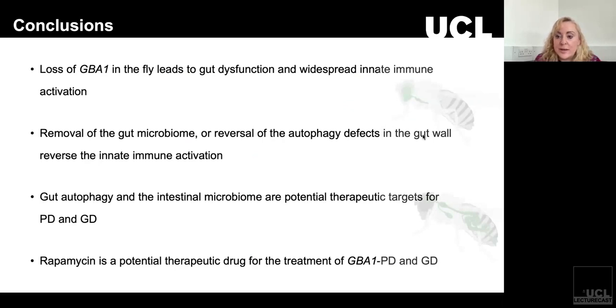And so to conclude, we have shown that loss of GBA in the fly leads to gut dysfunction and widespread innate immune signaling. If you remove the gut microbiome or reverse the autophagy defects in the gut wall, then this dampens down innate immune activation in the gut tissue, systemically and in the brain. And thus we've shown that gut autophagy and the intestinal microbiome are potential therapeutic targets for the treatment of GBA1 associated disorders. And in particular, we've highlighted rapamycin as a potential therapeutic drug for the treatment of these disorders, especially as it is already licensed for use in humans.